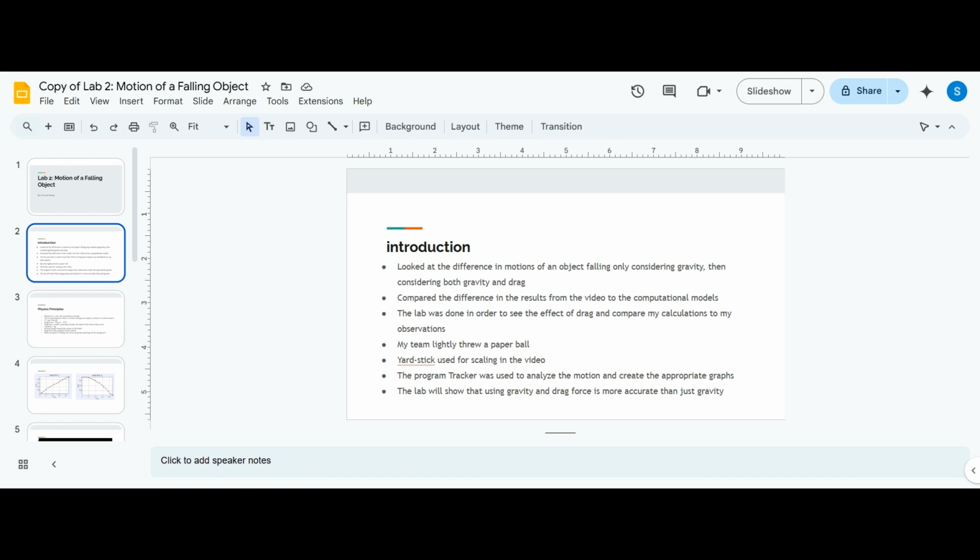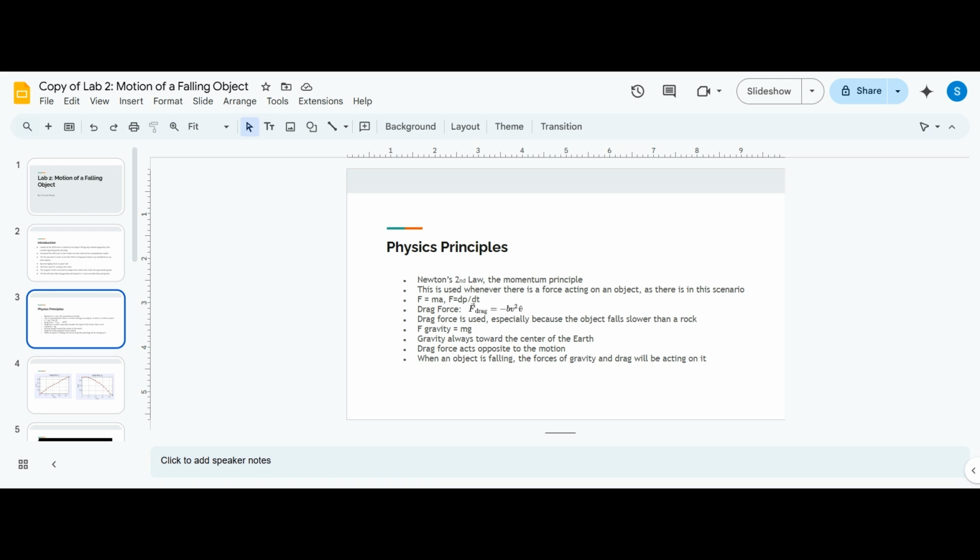We used computational models from GlowScript as well as Tracker in order to collect both experimental and real-time data. We were comparing these two together in order to determine the differences between the two. We used a yardstick for our scaling in our real-time video, and we were able to determine that the lab using gravity and drag force is more accurate than just gravity.